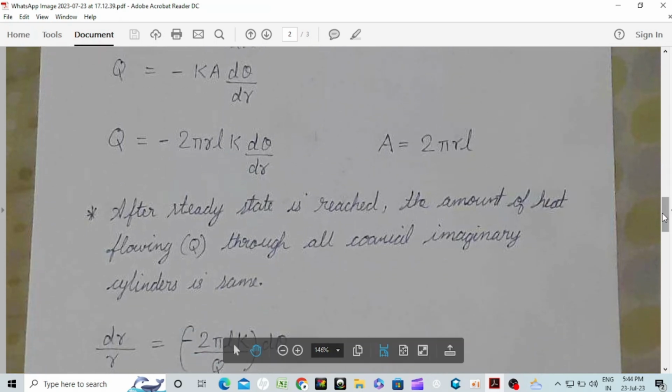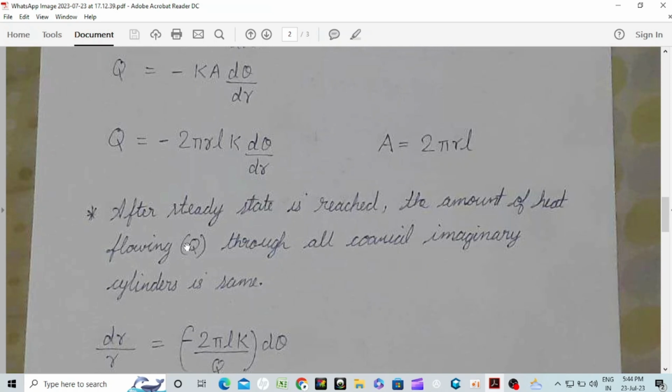Now remember one point: after reaching steady state, the amount of heat flowing through all the coaxial imaginary cylinders is the same. If we imagine two coaxial cylinders, the heat flowing through both will be the same at the steady state. So the number doesn't matter. After steady state is reached, the amount of heat flowing through all coaxial imaginary cylinders is the same.